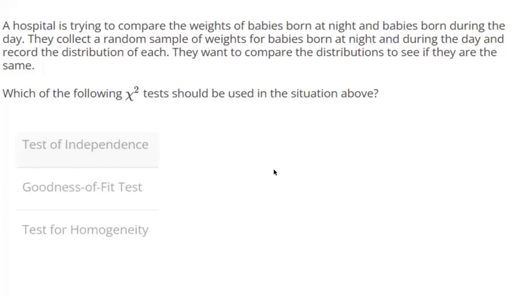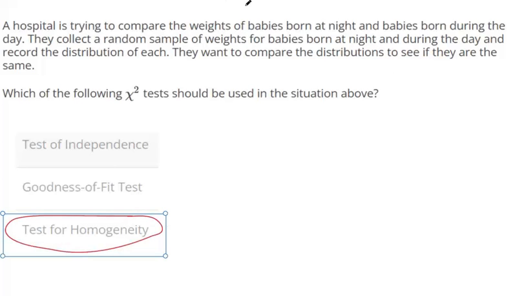Hospitals are trying to compare the weights of babies born at night and babies born during the day. They want to compare the distributions. It could have been any of these three until they started talking about whether they wanted to compare the distributions. Babies born at night, babies born at day, two different distributions. We're trying to see if they come from the same distribution, if they're following the same pattern. So it's a test for homogeneity.